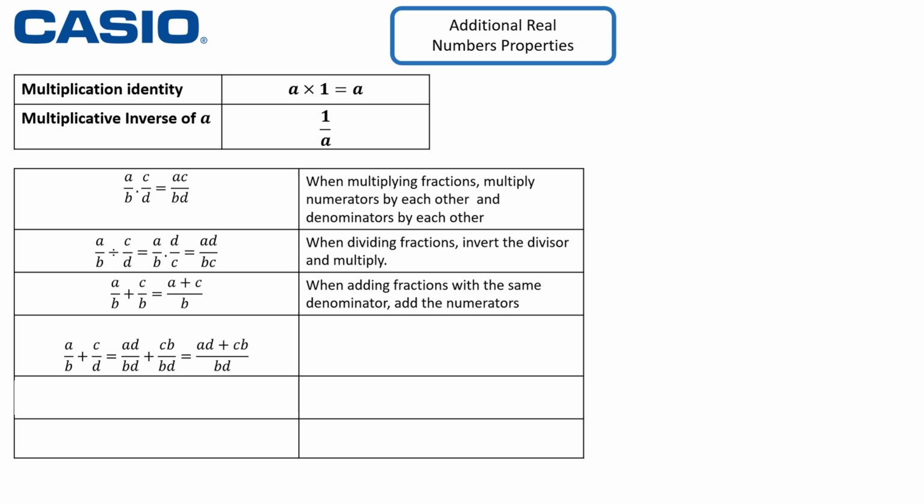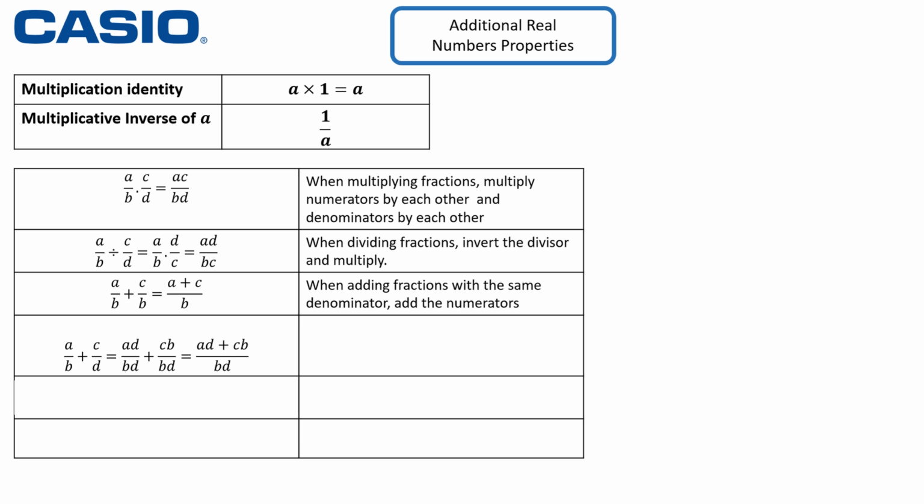Property 4, if we are adding two fractions with different denominators, first we need to find the common denominator between B and D. In this example, A over B plus C over D, B is the denominator of the first fraction and D is the denominator of the second fraction. Since both denominators are not equal, we need to find the common denominator. The easiest way is to multiply B and D by each other.